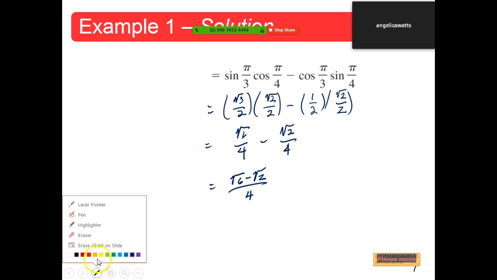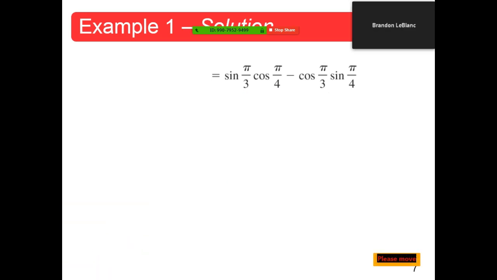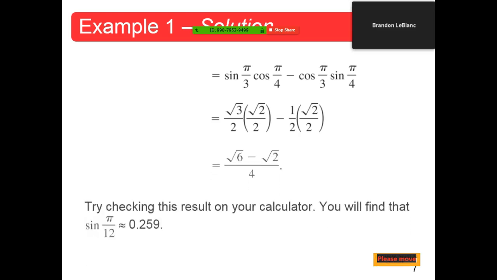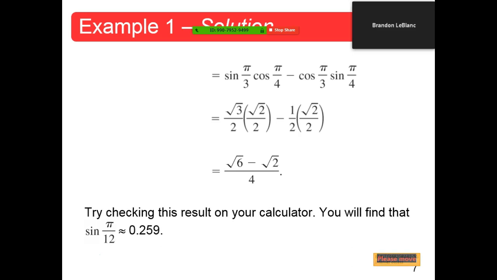So let me erase this. Do y'all need it any longer? Okay. Erase that, and let's see how they proceed. Yep, that's what they did. Square root of 3 over 2 times square root of 2 over 2 minus 1/2 times the square root of 2 over 2 came up being square root of 6 minus square root of 2 divided by 4.